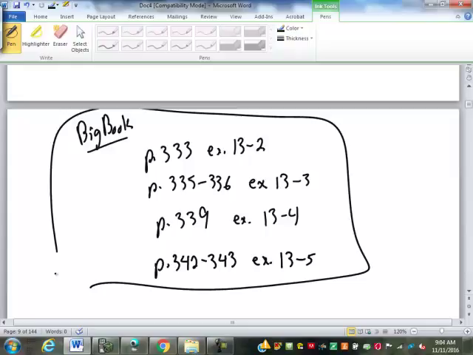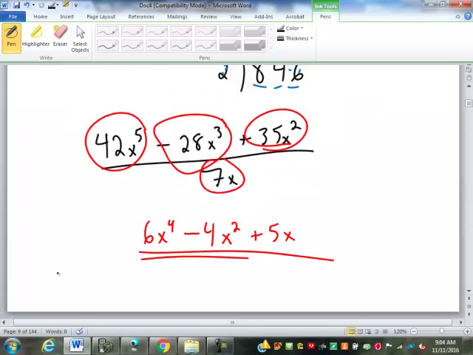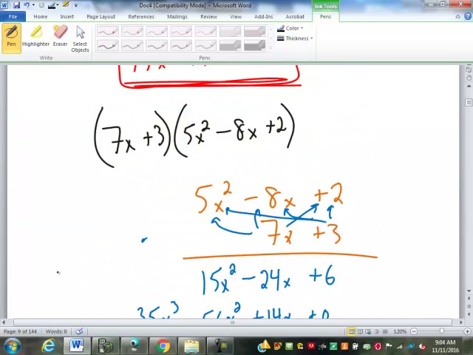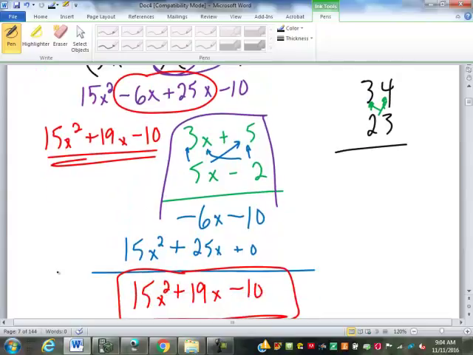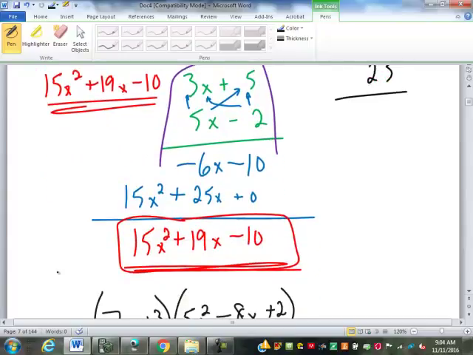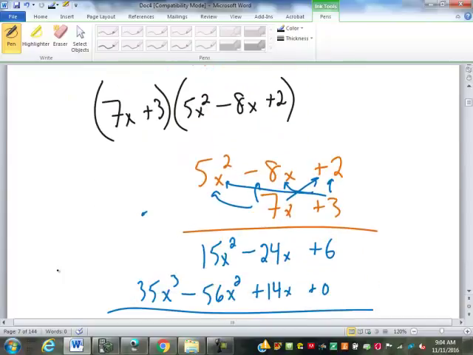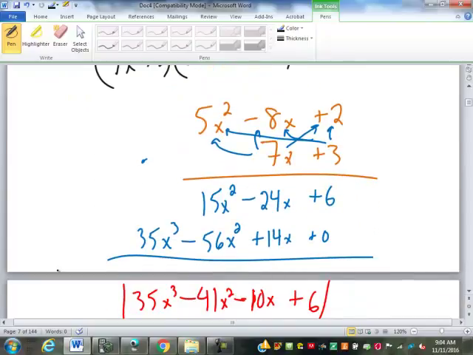Yep. The first multiplication. That one? Yeah, go down. Yeah. All right, good. Good? Yeah.